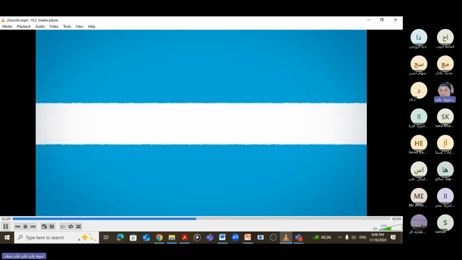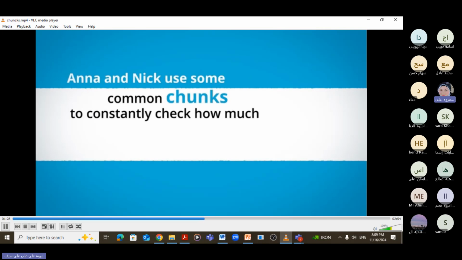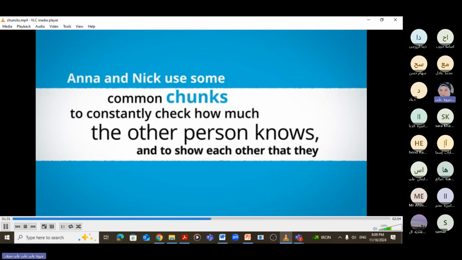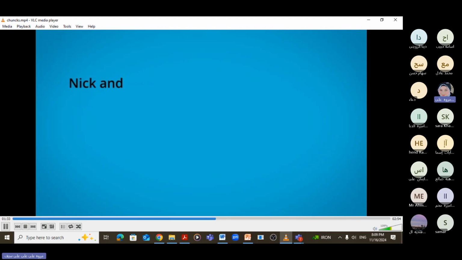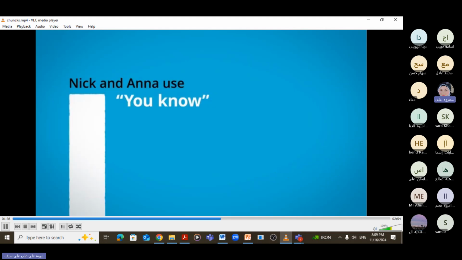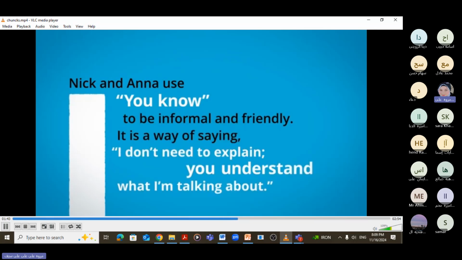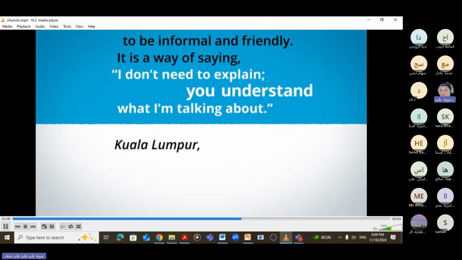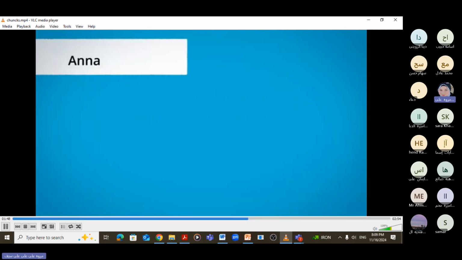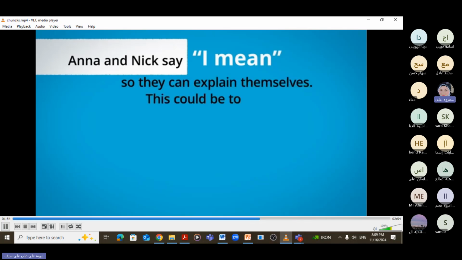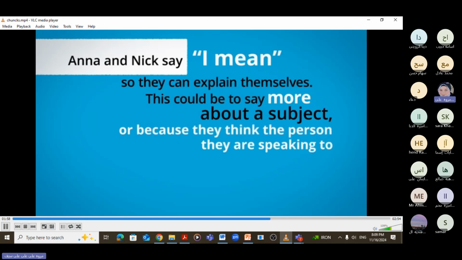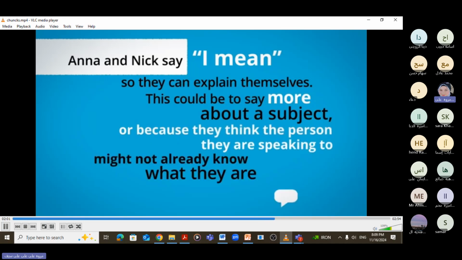Anna and Nick use some common chunks to constantly check how much the other person knows and to show each other that they understand. Nick and Anna use "you know" to be informal and friendly. It is a way of saying, I don't need to explain, you understand what I'm talking about. Anna and Nick say "I mean" so they can explain themselves. This could be to say more about a subject, or because they think the person they are speaking to might not already know what they are saying.